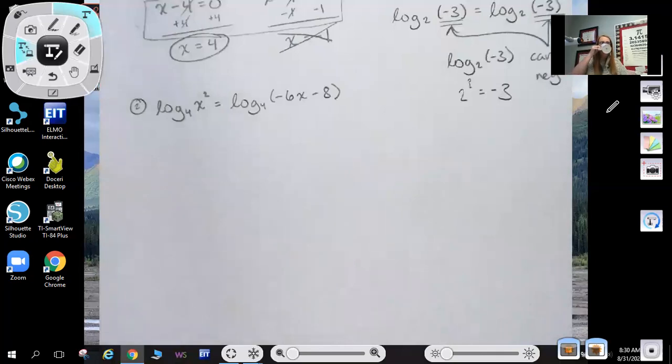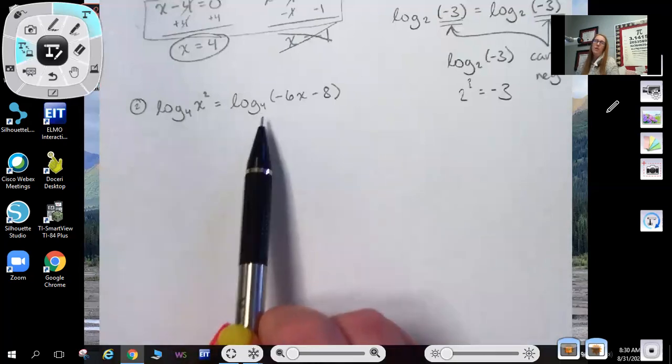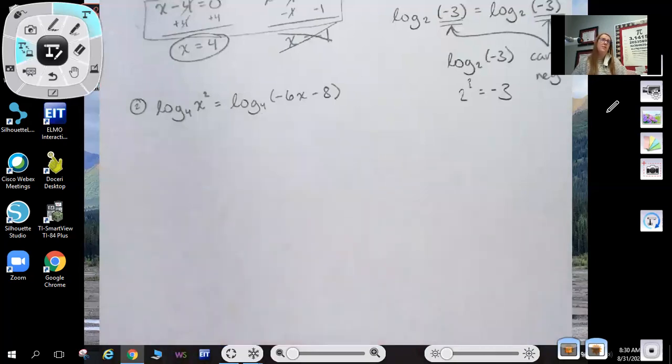I have a question. Will both the logs have the same base? Yes, they have to have the same base in order for you to use this property. If they don't have the same base, then you can't do it. Yeah, good question.